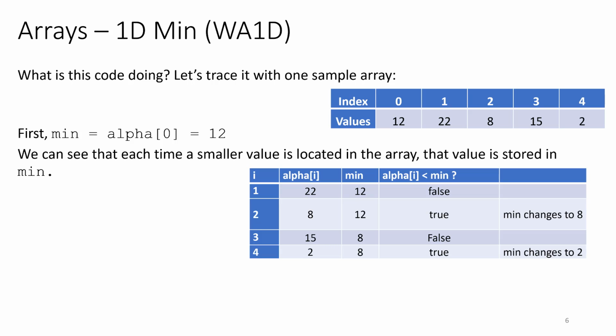The next time through the loop, when i is 4, alpha sub 4 is 2. 2 is less than 8. So min would change to 2. We then would exit from the loop and min would have a value of 2, which is the minimum value in the array. That is the end of this worked example.